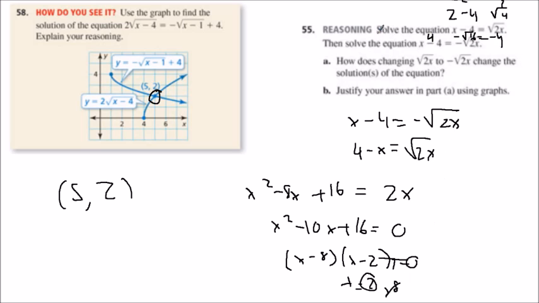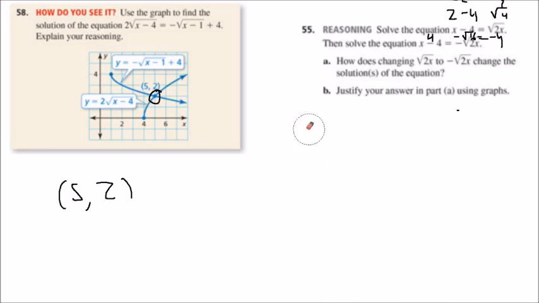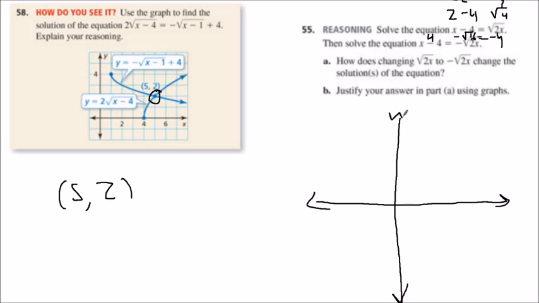So the solution of the first question is 2. And the solution of the first question is 8. But the solution of the second question is not 8. And I'm going to try to justify it using graphs. I'm not the most amazing grapher ever, but I'm going to try to justify it using a graph right here.